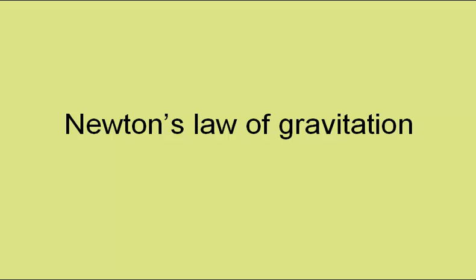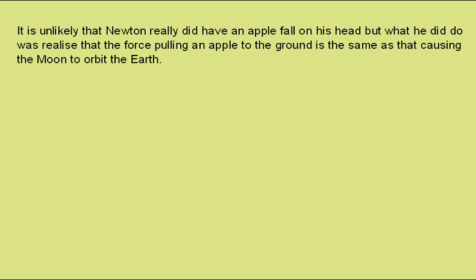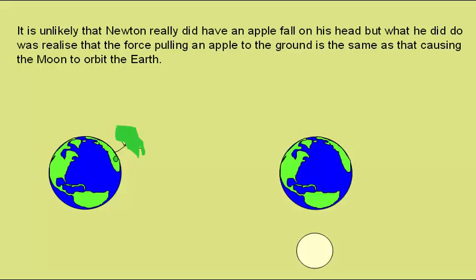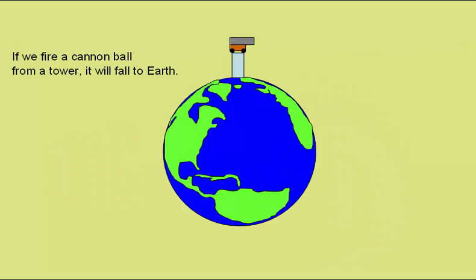Newton's law of gravitation. It is unlikely that Newton really did have an apple fall on his head, but what he did do was realise that the force pulling an apple to the ground is the same as that causing the moon to orbit the Earth. His logic went something like this.